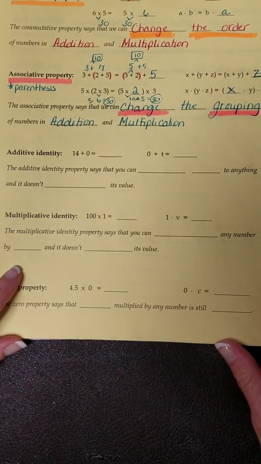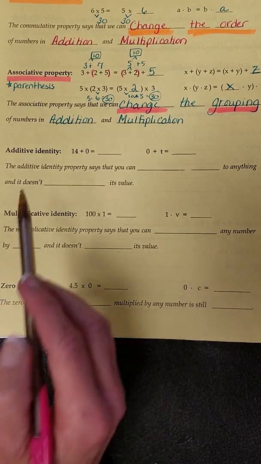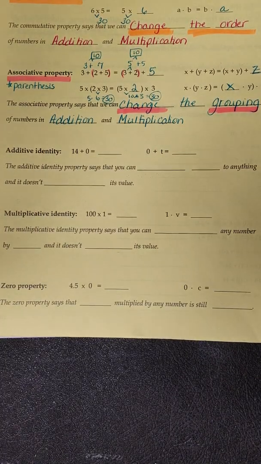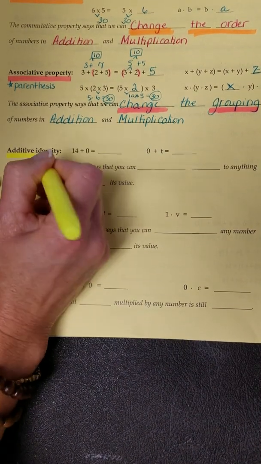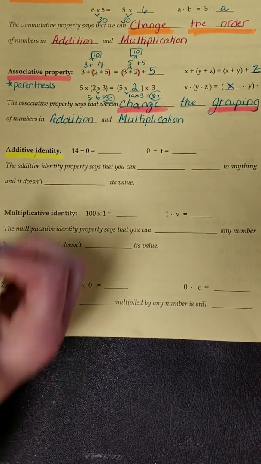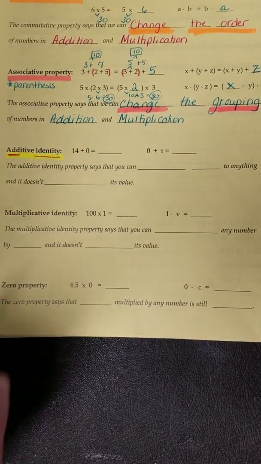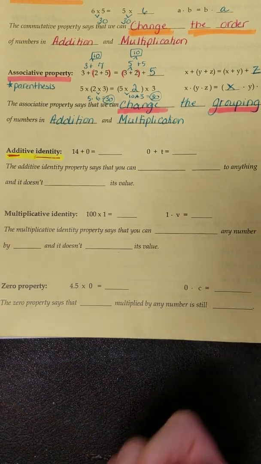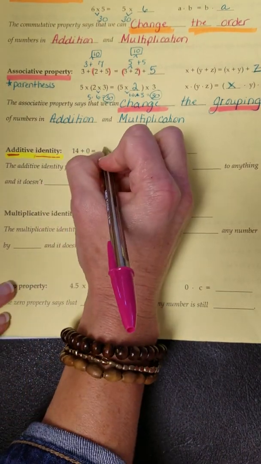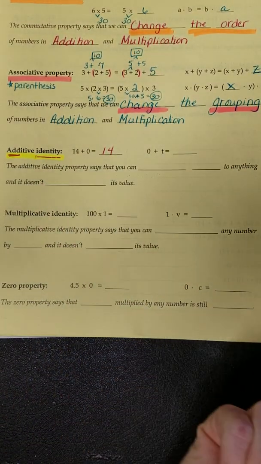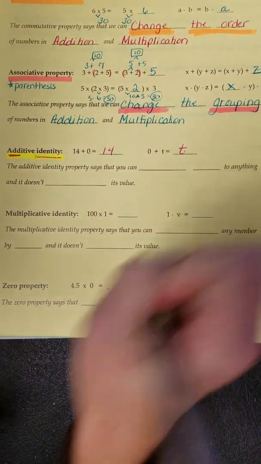The next one I want to talk about, and again, feel free to pause this video along the way so that you're getting everything filled in. Additive identity. And that pretty much has the words add and identity. So additive identity only works with addition, okay? And the way I like to remember this is that it doesn't change its value. It doesn't change its identity. We know that when you add 0 to anything, you're still going to keep that same number. So 14 plus 0 is still 14. 0 plus t is still going to give me t.